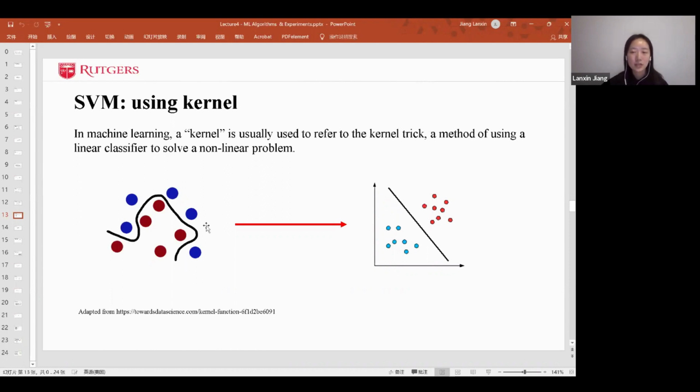So in this case, we can use a kernel trick, which involves some mathematical calculations. So we won't go into detail, but you should know that we can use this kernel trick to convert such a nonlinear problem to a linear problem. We can try to model the linear line to separate the classes, and that will make the problem much simpler.